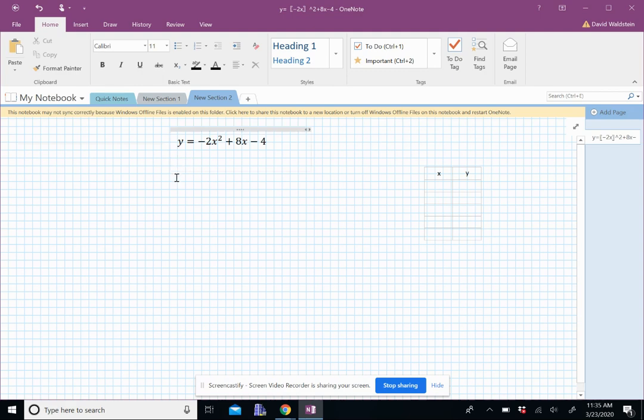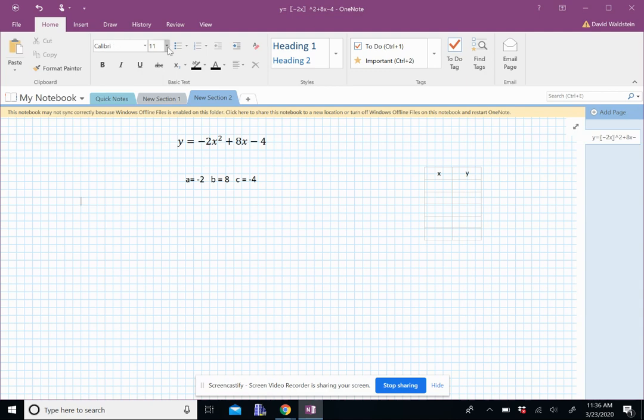So the first thing we need to find is the vertex. And to get the vertex, we need to find out what a, b, and c are. Our a, remember, is the number that's right next to the x squared. So that's our negative 2. The b is the number that's right next to the x. So that's 8. And the c, that's the number that's by itself. So that's our negative 4.